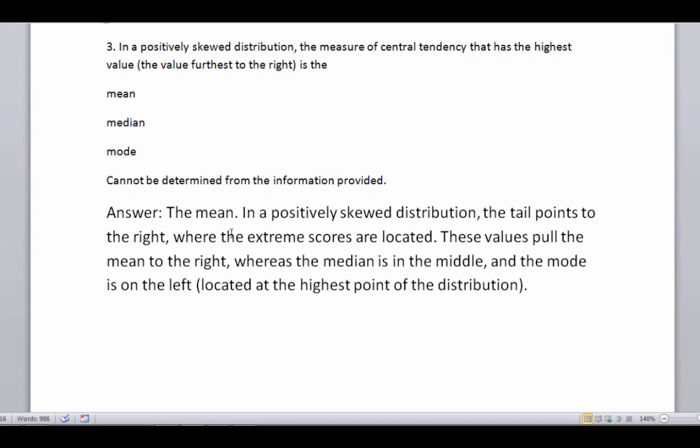In a positively skewed distribution, the tail points to the right, as I had said a moment ago, where the extreme scores are located. Those are the scores that are the most far away on their own. If you recall, the tail of the distribution doesn't have that many scores in it, but they are out there towards their own. Whereas the other side of the distribution, where the mode is, there's lots of values there. So that tail has those extreme values that pull the mean to the right, whereas the median is in the middle of the three measures of central tendency, and the mode is on the left, located at the highest point of the distribution.